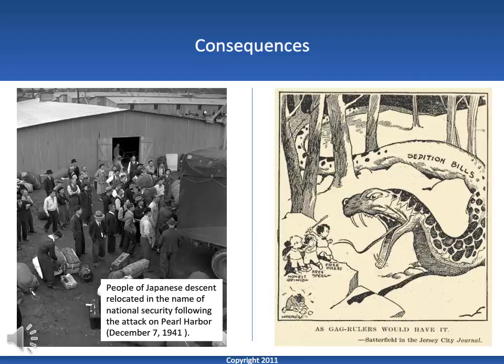Or the Sedition Act of 1918, which made it a crime to use disloyal, profane, scurrilous, or abusive language about the U.S. government during times of war. And it was a sentence of up to 10 years. That could happen at this point.